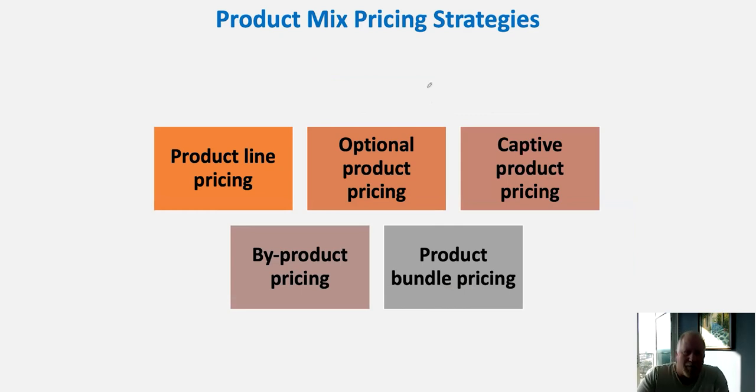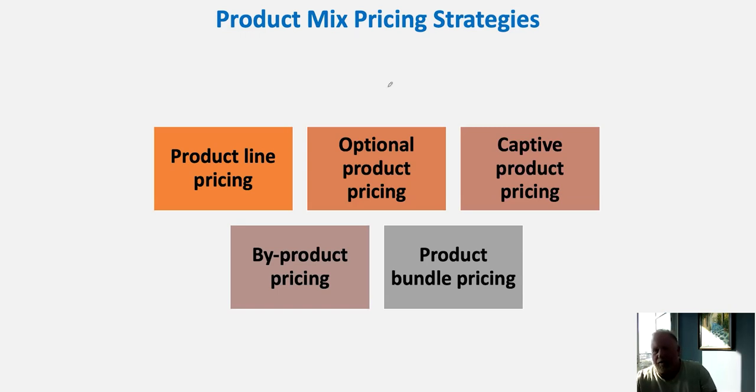So when we think about product marketing or mix pricing strategies, I want to talk about five particular ones with emphasis on a few of them. We're going to talk about product line pricing, where we think about more than one product that we represent and how we manage this line. We're going to talk about optimal product pricing, which is thinking about at any given time where that optimal point is. Captive product pricing, we'll talk about that. Byproduct pricing, and then finally, product bundle pricing. So I'm going to review each of these, and these are all what we call product mix pricing strategies.